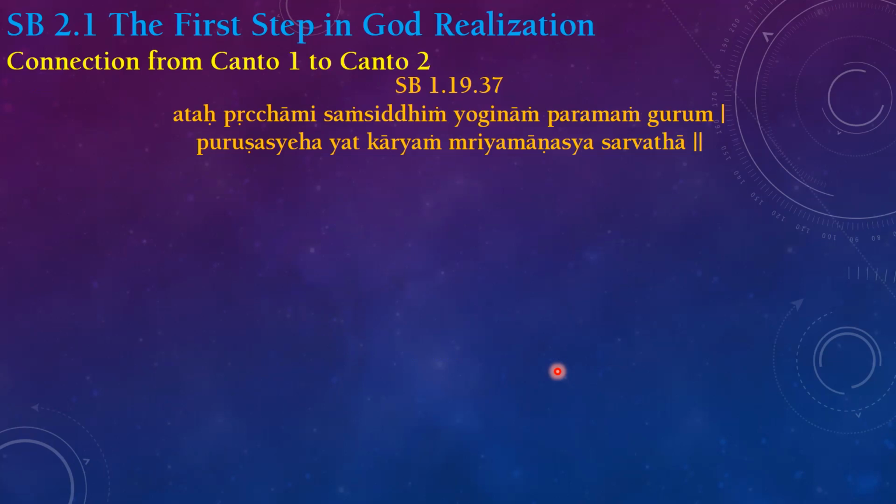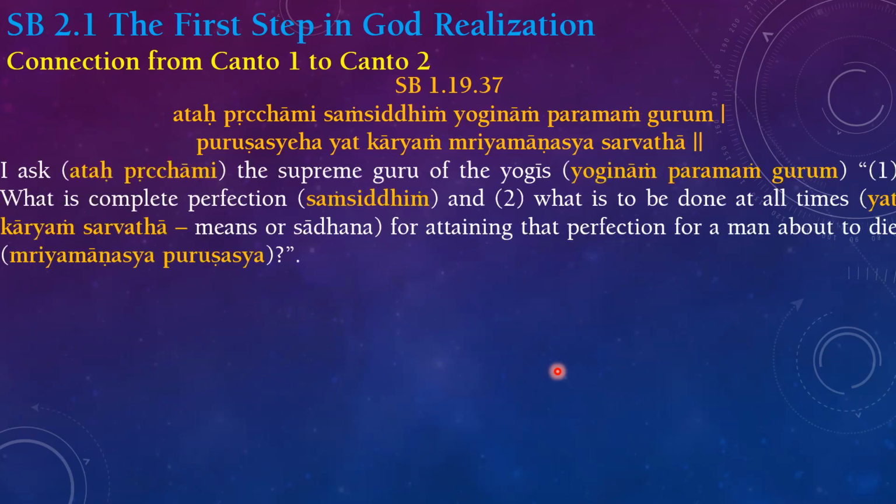Okay, here is the verse. Atha pruchami samsiddhim yoginam paramam gurum, purushasya yat karyam mriyamanasya sarvada. So read the translation. Oh Master, please tell me. Just read the translation. The Supreme Guru of the Yogis, what is complete perfection and what is to be done at all times for attaining that perfection for a man about to die?